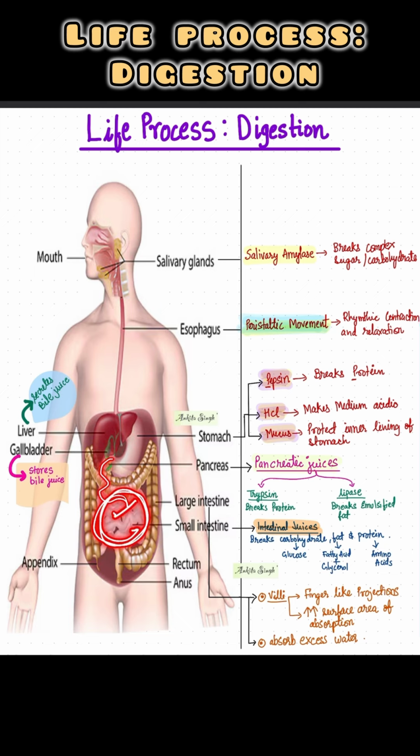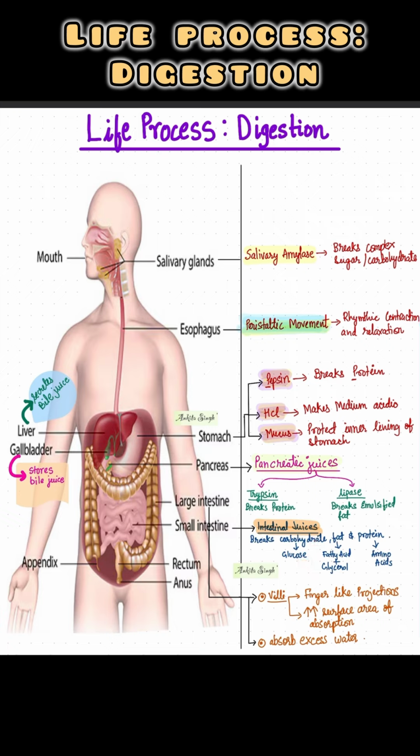It is the most important part where the final process of digestion takes place. Here the last digestion happens, after this the food does not go anywhere else. Now the small intestine secretes various intestinal juices, and these juices further break down the final carbohydrate, fat and protein, where carbohydrate breaks down into glucose, fat breaks down into fatty acid and cholesterol, and protein gets broken down into amino acid.